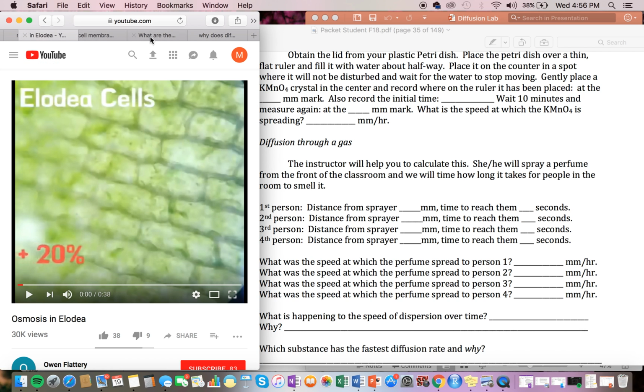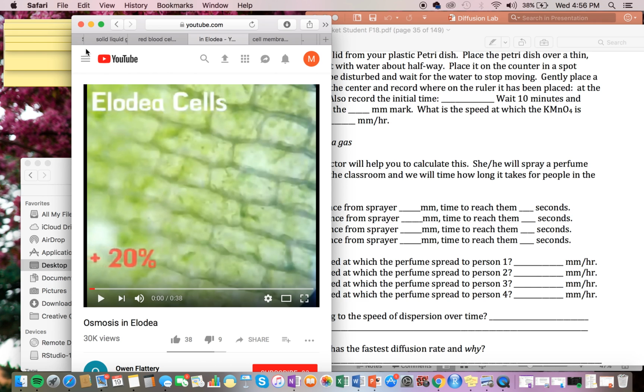Let's see if I can find it. Sorry, I have a ton of tabs up here.